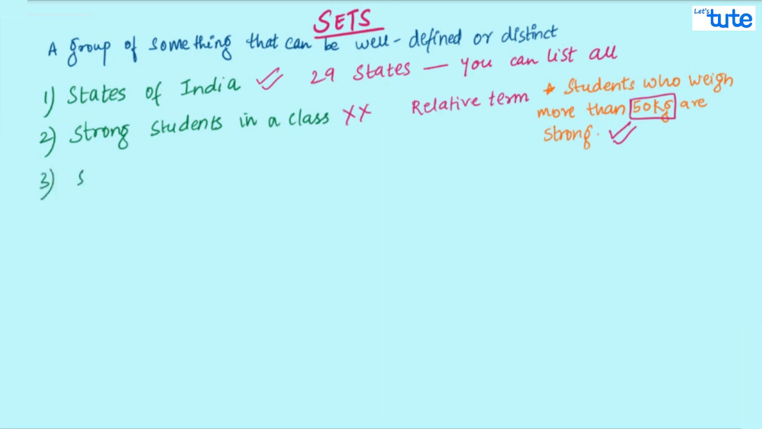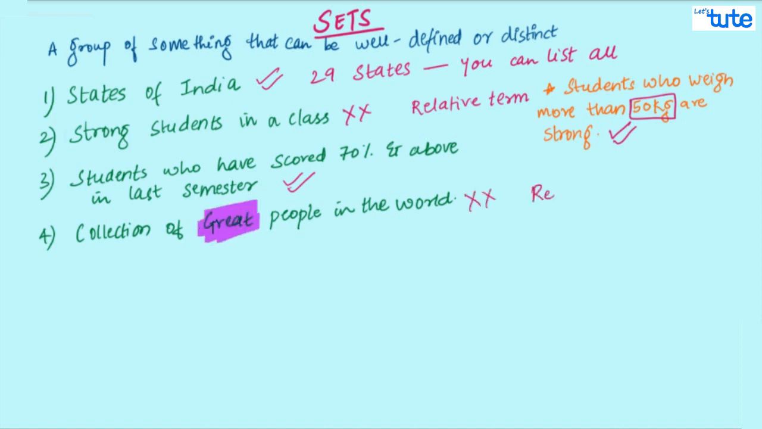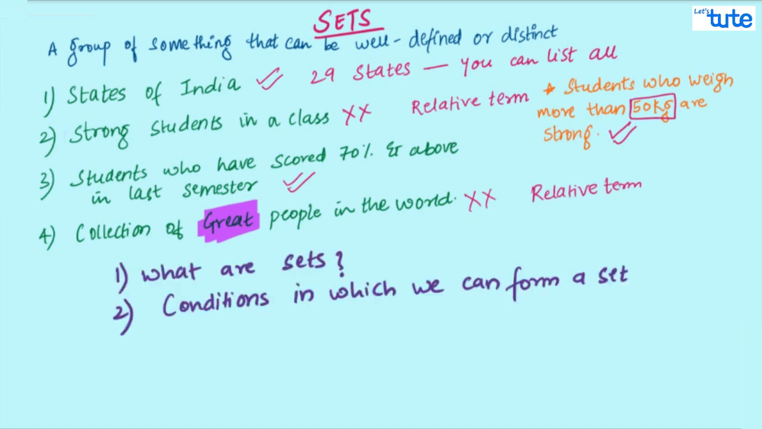Students who have scored 70% and above in the last semester. Yes, you can form a set of this. Collection of great people in the world. Again, great is a relative term and we cannot form a set of this. So I hope by now you know what sets are and in which conditions we can and cannot form a set. Let's move to the next step.